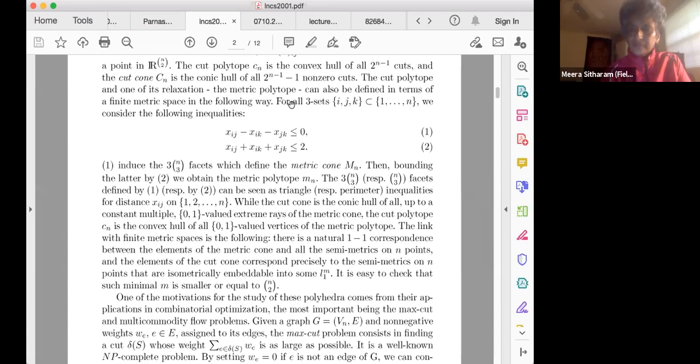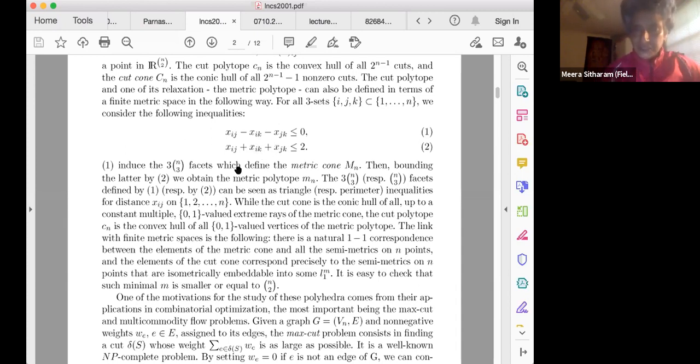So for all three sets ijk, we consider the inequalities. Instead of d, he's calling it x, so xij minus xik minus xjk is less than or equal to 0. This is exactly the same inequality we had. And this is exactly the section that Alex was proposing. You simply say that I'm only going to look at one small section of the cone. I'm going to ensure that the sum of all the triples of distance is less than or equal to 2. This is a portion of the cone, which has an interior of the same dimension as the cone. Not an affine slice.